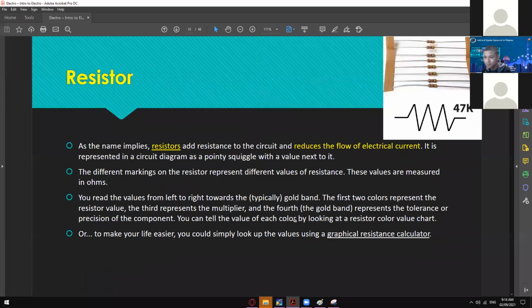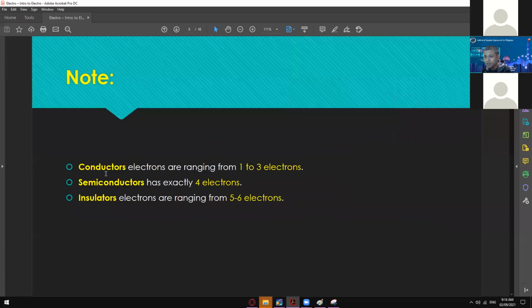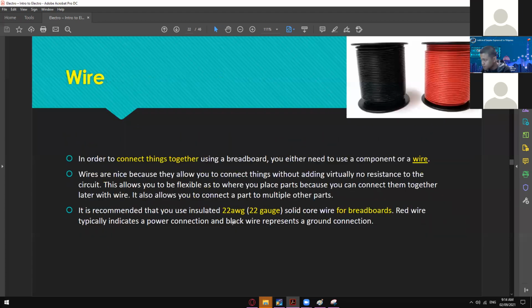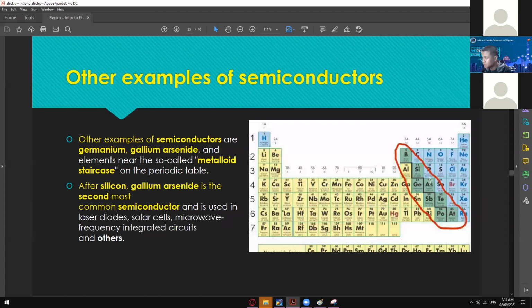Again, going back to what we have here, just take note that 1 to 3 electrons is already considered a conductor, semiconductors have 4, and 5 to 6 electrons are insulators. Later on you will know why silicon is the perfect semiconductor, and the rest are not that effective anymore.